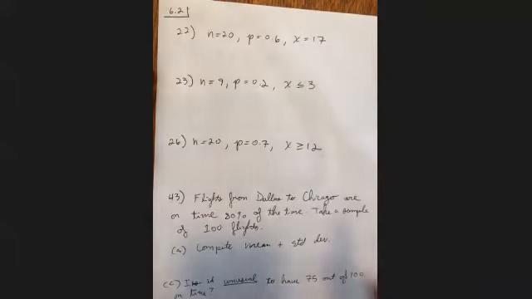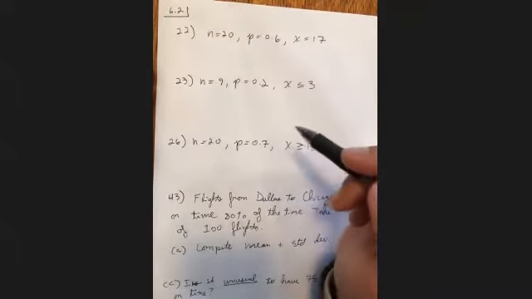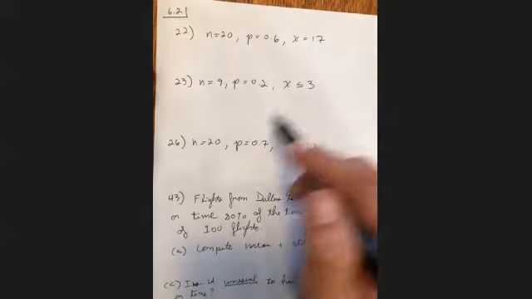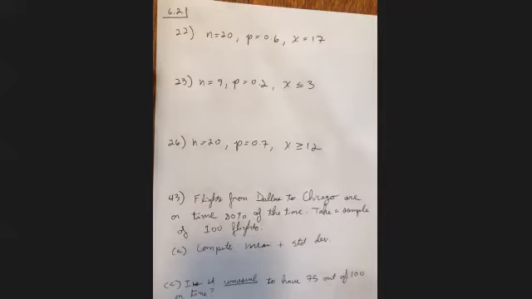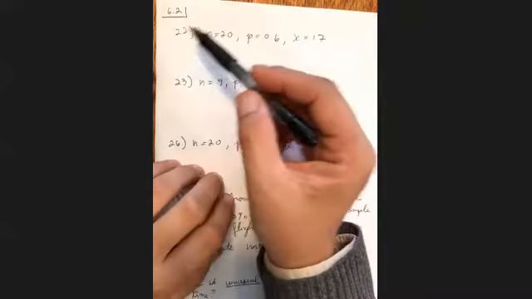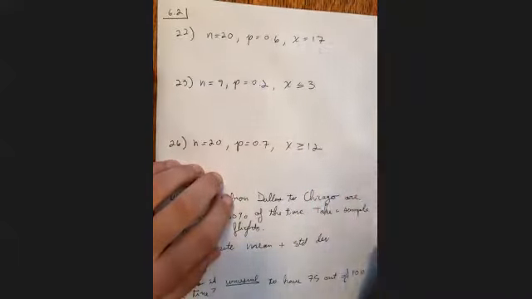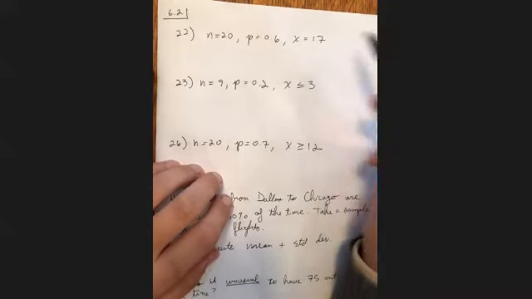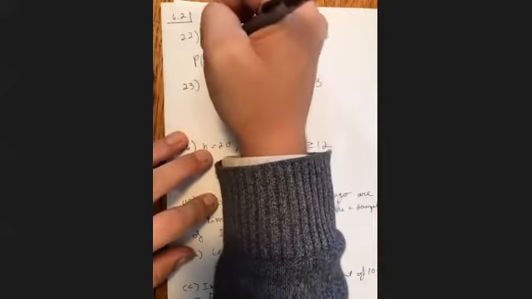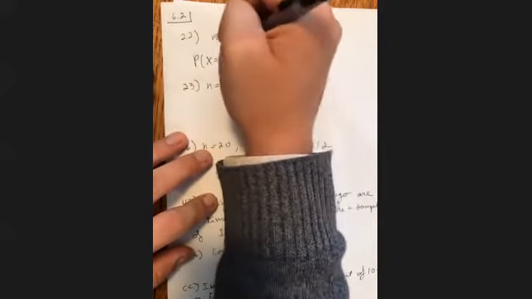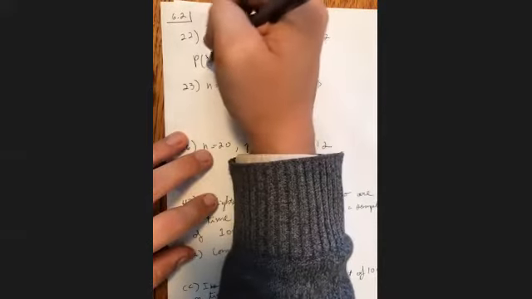So we're in section 6.2, binomial probability distribution. The first 3 problems here give us the parameters and ask us to compute the probabilities. In number 22, they tell us that the sample size is 20, the probability of success is 0.6, and we're interested in the probability that x is equal to 7. So probability that big X is equal to 7.